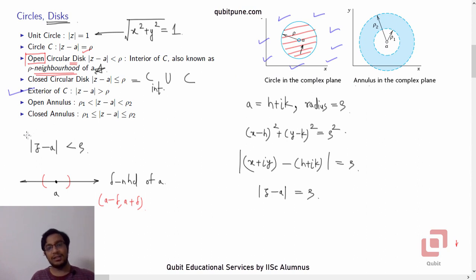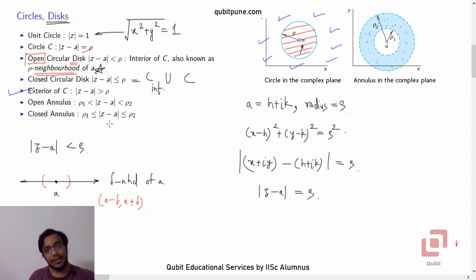Okay, and if we consider two concentric circles centered at A but having different radii, rho1 and rho2, then we can define an open annulus. Look at the second figure. Open annulus means we are excluding the boundaries. So we are only interested in these numbers here. We will not be interested in the circles themselves. So this is an open annulus.